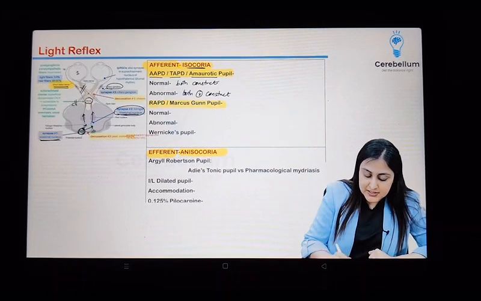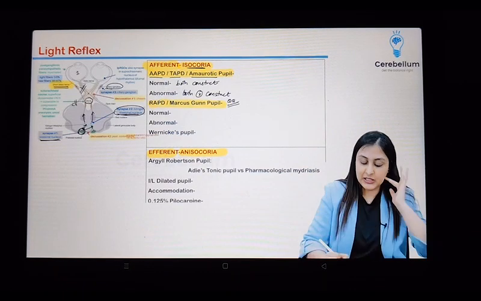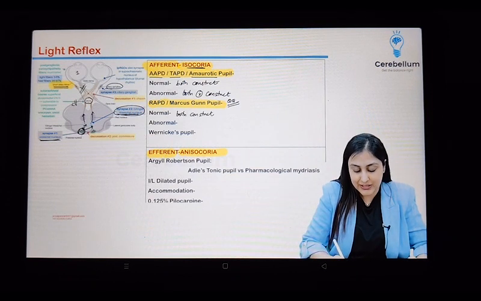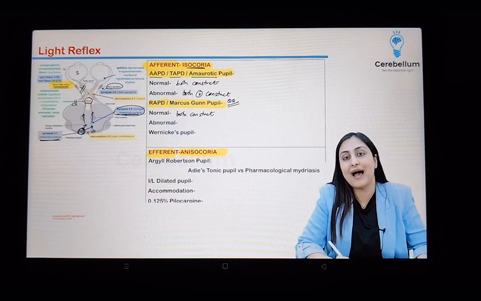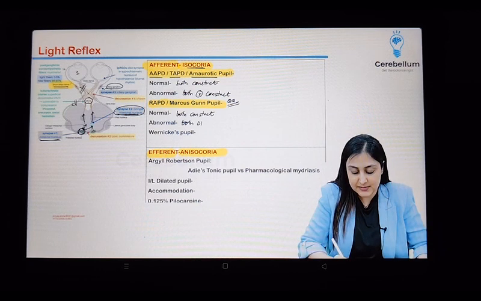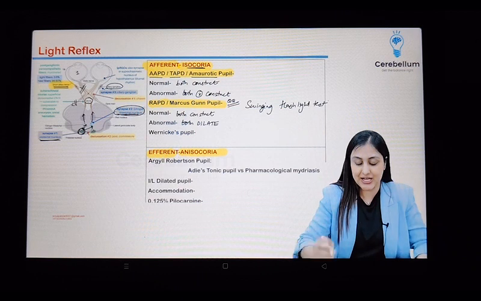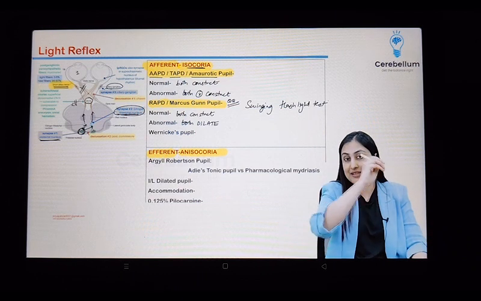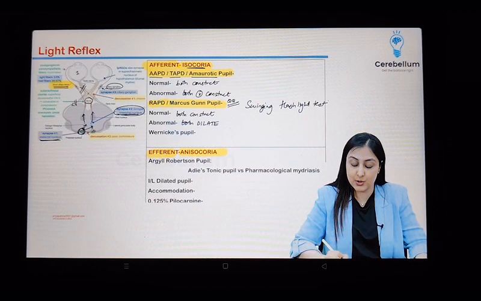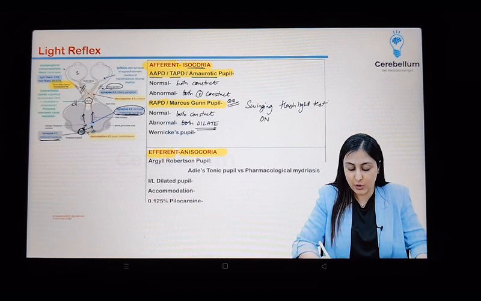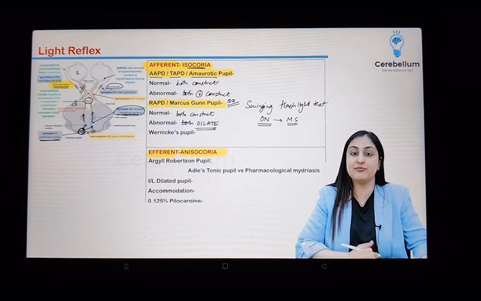In RAPD, Marcus Gunn pupil, repeat question. Now what's going to happen? Whenever I shine the light on the normal eye, again same, both are going to constrict. But when I shine the light on the abnormal eye, now there is paradoxical movement, both dilate. So this is also known as the swinging flashlight test. Swinging flashlight test means the same, that when I shine the light on the normal eye, both constrict. When I shine the light on the abnormal eye, both dilate paradoxically. Alright, so this is RAPD or Marcus Gunn pupil. Very, very important in optic neuritis, which is particularly seen in MS. So usually these questions get asked in the context of multiple sclerosis.